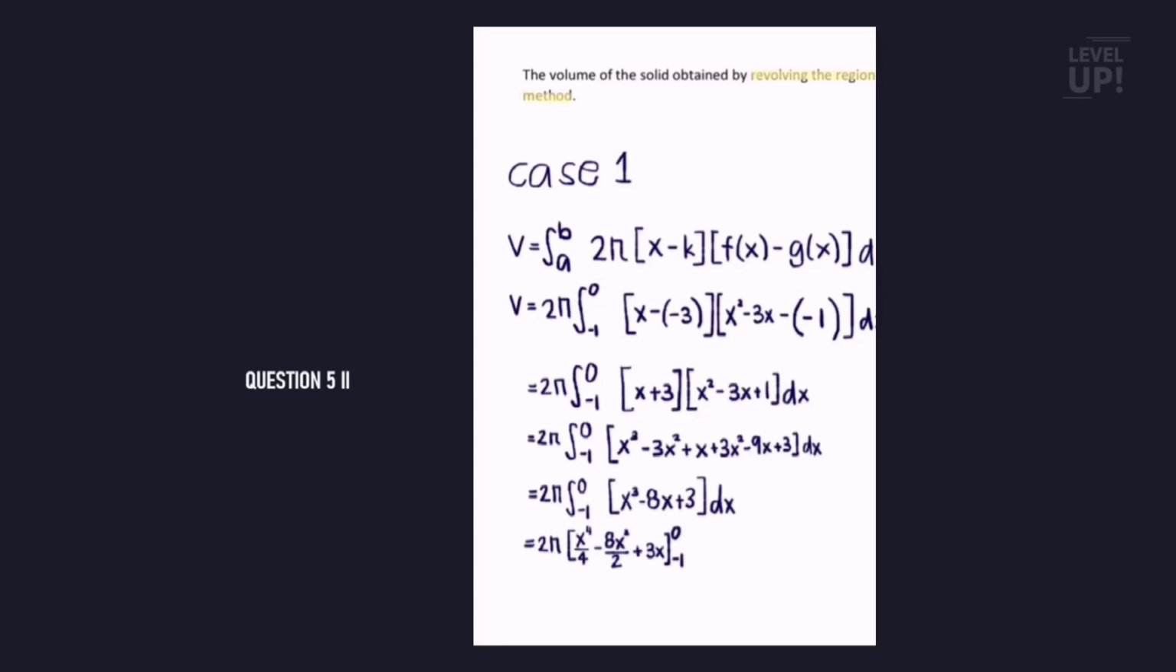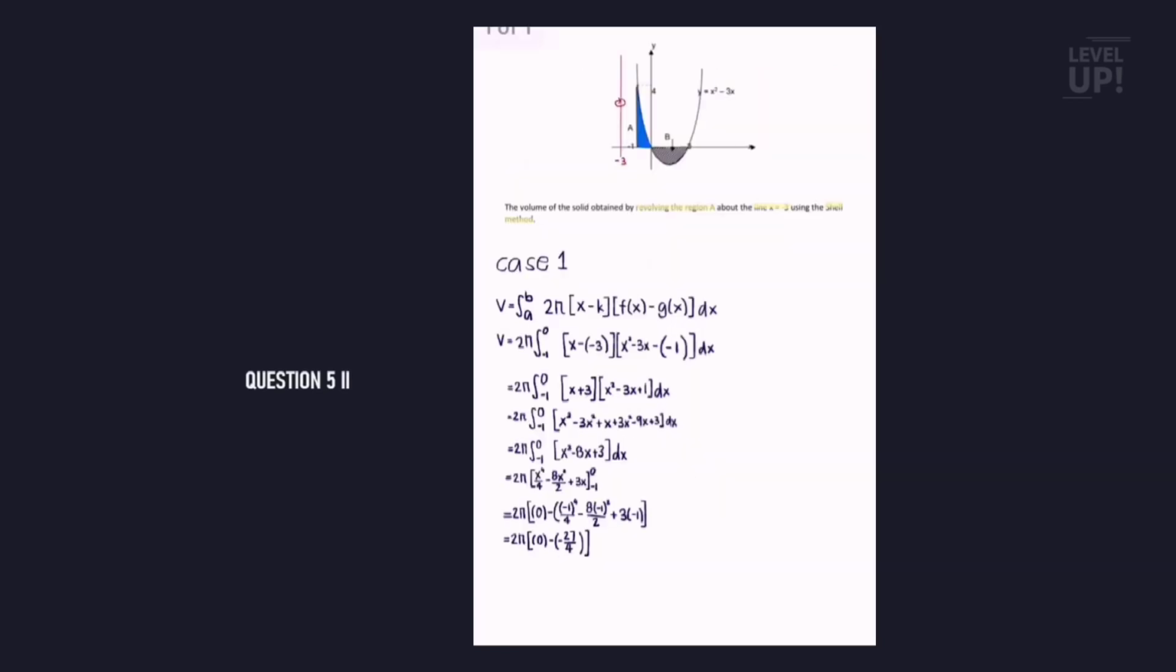Now substitute the upper boundary, which is 0, and the lower boundary, which is -1. After the substitution, we will get 0 minus -27 over 4, which is equal to 27 over 4. So finally 27 over 4 multiplied by 2, and the volume of region A is equal to 27 over 2 pi unit cube.